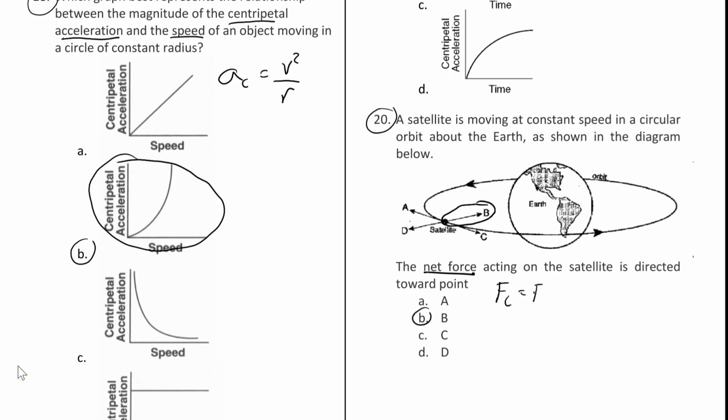Gravity is the centripetal force in this case. Gravity is pulling the satellite towards Earth, but you also have a tangential velocity. So even though it's being pulled towards the center of Earth, it's moving in an orbital path. All right. Very good. So moving on.